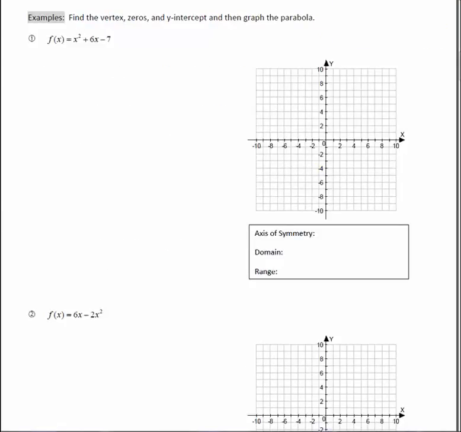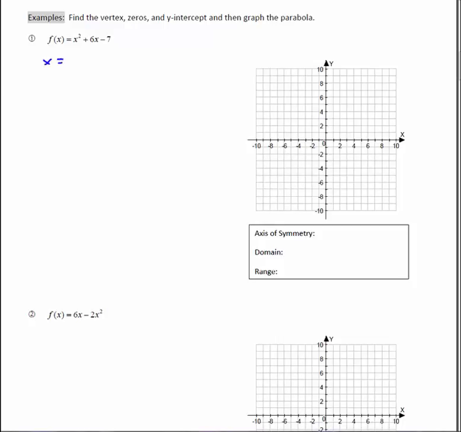So in our first example, we've got the function f of x equals x squared plus 6x minus 7. We know it's going to be a parabola, since it does have an x squared in it. And we're going to locate vertex, zeros, and the y-intercept, and then draw the graph. First of all, the vertex.